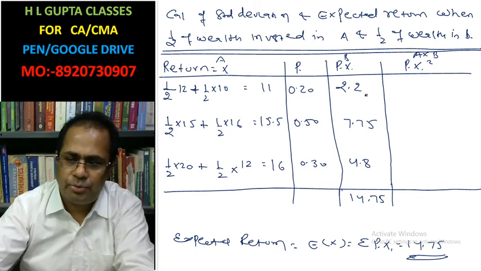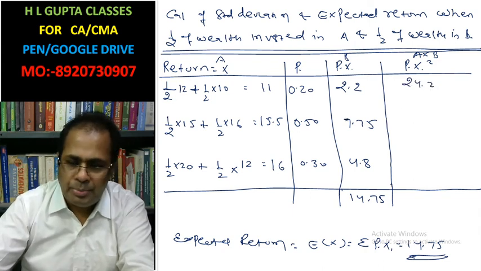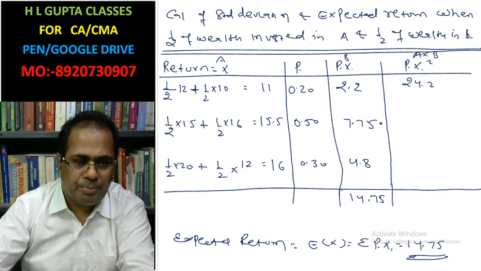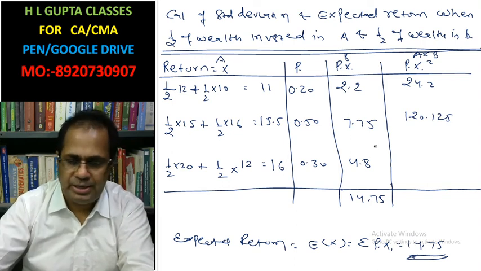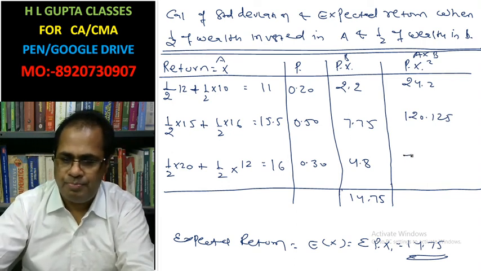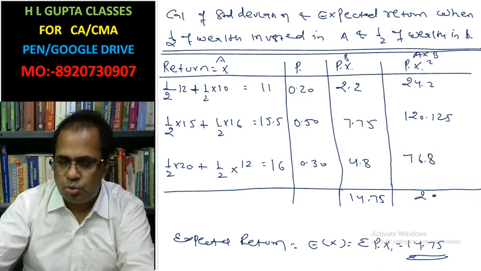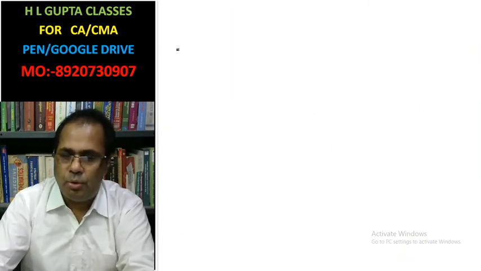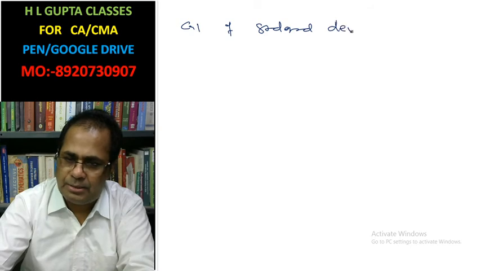So 11 into 2.2 is 24.2, 15.5 into 7.75 is 120.125, 16 into 4.8 is 76.8. After adding all these you will have 221.125.